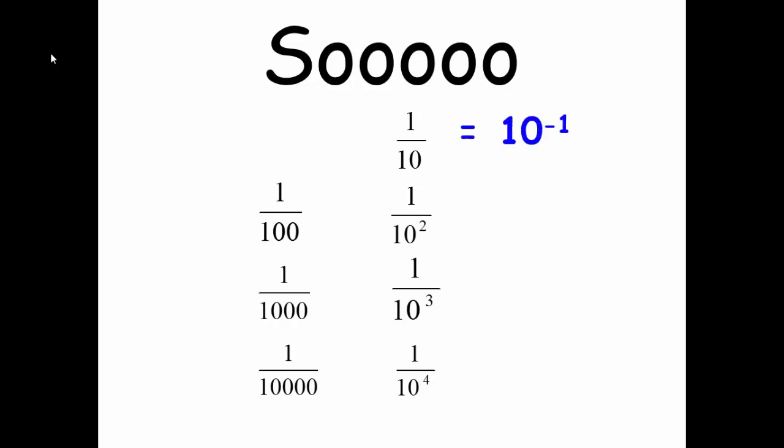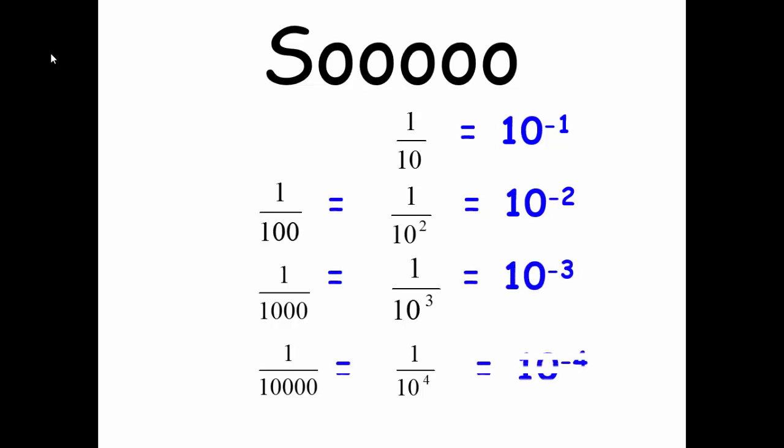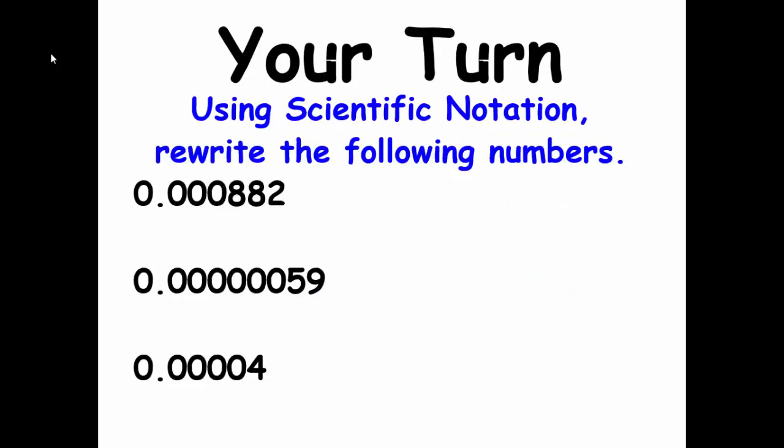When you look at these examples, this is where our negative exponents come in. 1 over 10 is 10 to the negative 1. 1/100th is 10 to the negative 2. 1/1000th is 10 to the negative 3. And 1/10,000th is 10 to the negative 4. If you have completed your exponent rules, you guys will already be familiar with the idea of taking the reciprocal when we have a negative number.